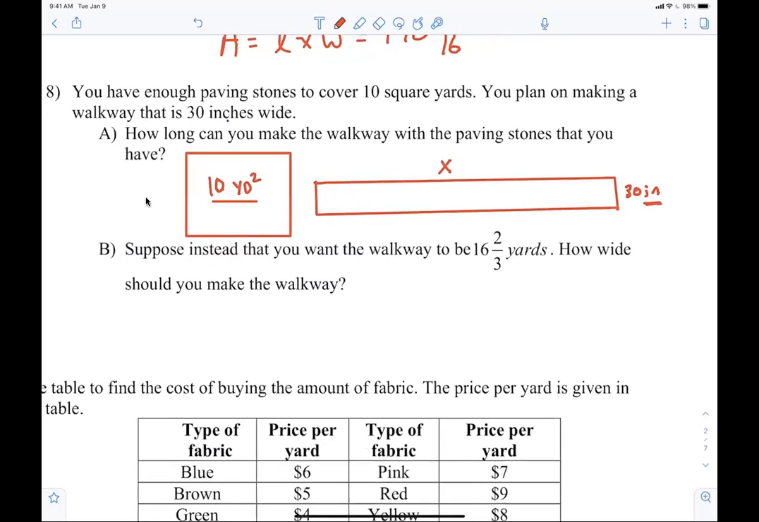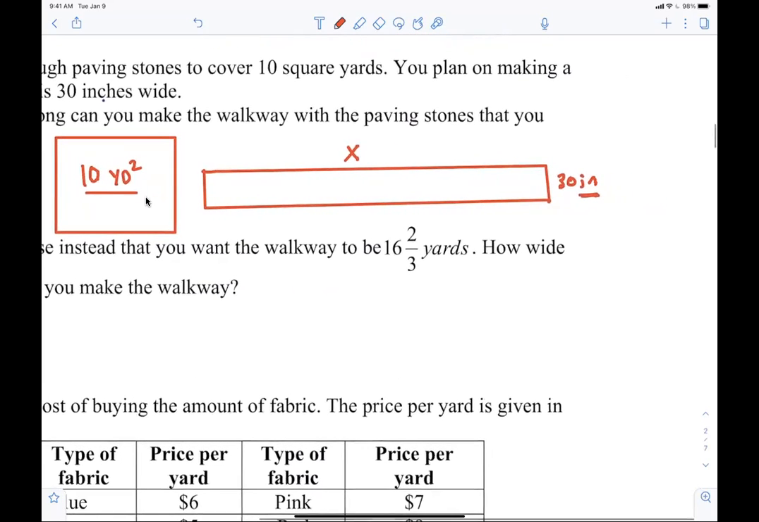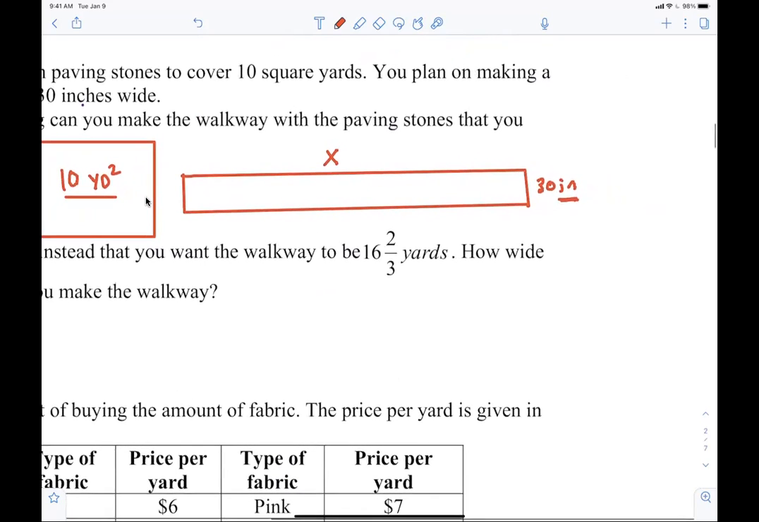So if I ask you how many yards wide is that, what would you tell me? Let him figure it out. How many inches in a yard? Do you remember? 36. Yay, very good. So I need everybody to write down 36 inches is equal to 1 yard.